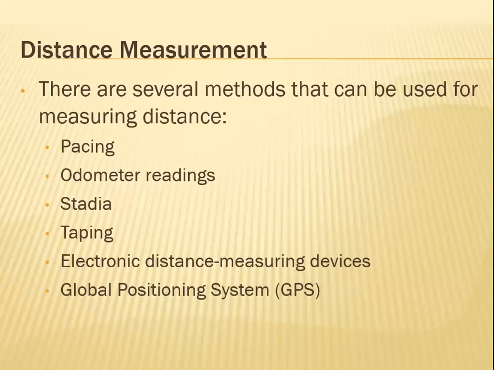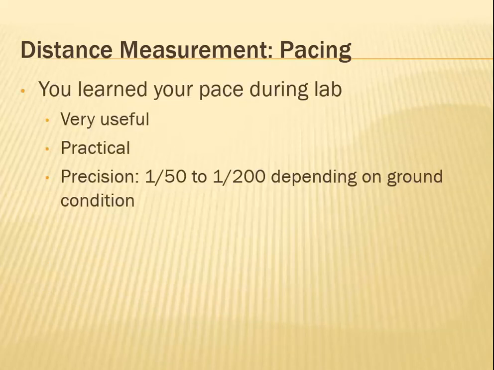Now let's talk about different methods that are used for measuring distance. Here are some of the basic ones, and they go in order from basic to more complex: pacing, odometer readings, stadia, taping, electronic distance measuring devices, and global positioning system. We're going to talk about each one of these. So let's talk about pacing.